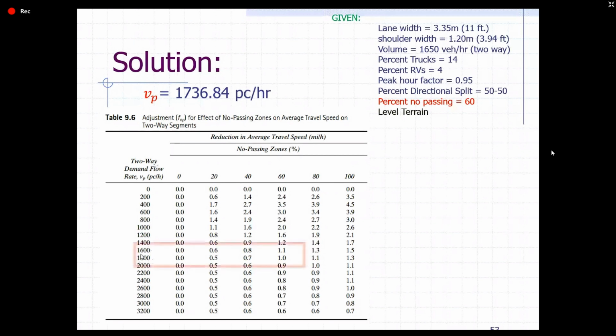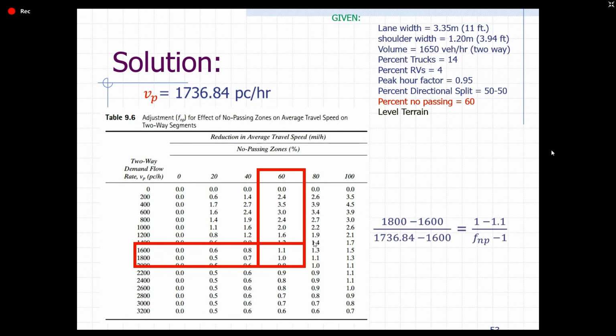So that is in between 1,600 and 800. So since our 60% no passing zone, most likely that is in between 1 and 1.1. Ito siya. So wala tayong choice but to interpolate. Lagay lang natin into your interpolation form. Linear interpolation lang ito. That's why gamitin nyo lang yung A plus BX sa calculator.